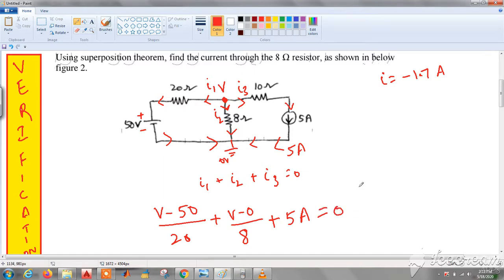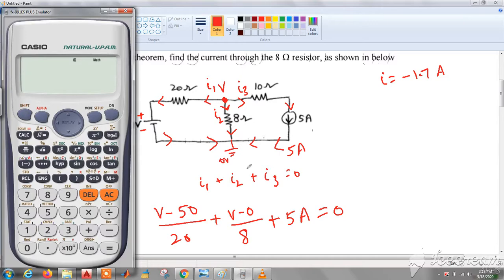Now this completes our nodal analysis. Now let's find out the node voltage V. We can find out the node voltage in the calculator. That is one equation and one unknown we have, and the unknown is V here. So use this red color X to solve for the unknown. That is X minus 50 divided by 20 plus V minus 0, that is V only, V by 8 plus 5 amperes, plus 5, is equal to 0. Use this equal to.